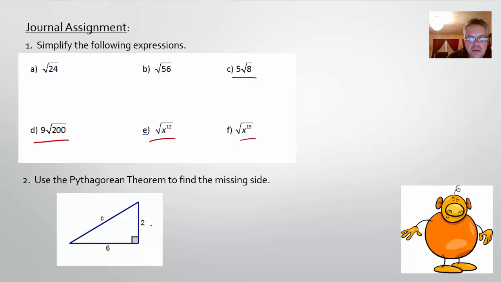Then, just like the last example we did, use the Pythagorean theorem to find c. So I'll just set it up for you. You need 2 squared plus 6 squared equals c squared. So copy the figure in your journal and go ahead and solve for c.